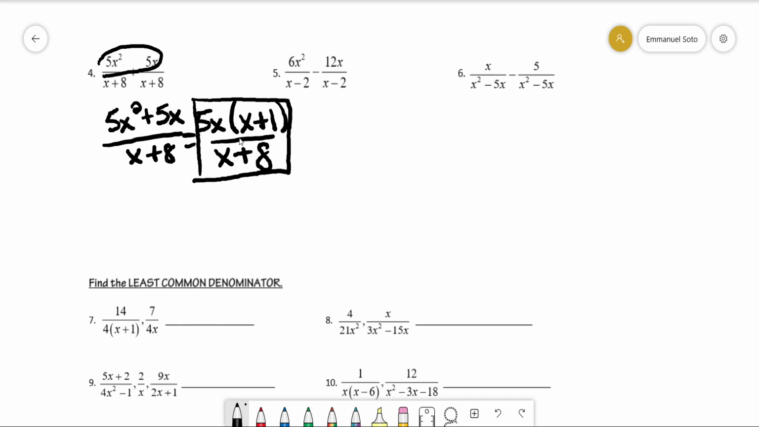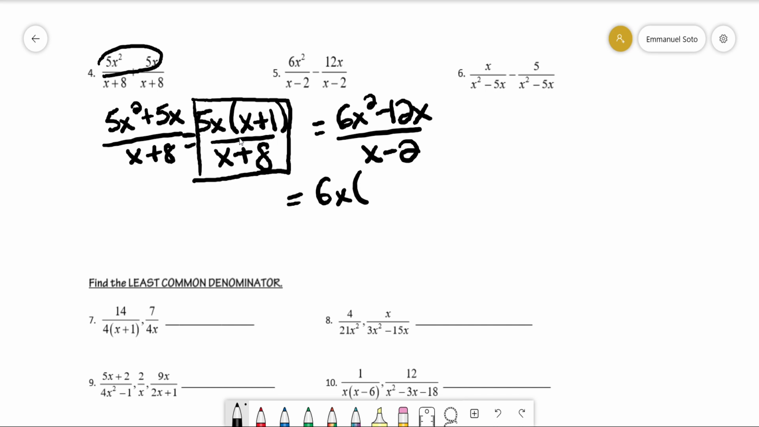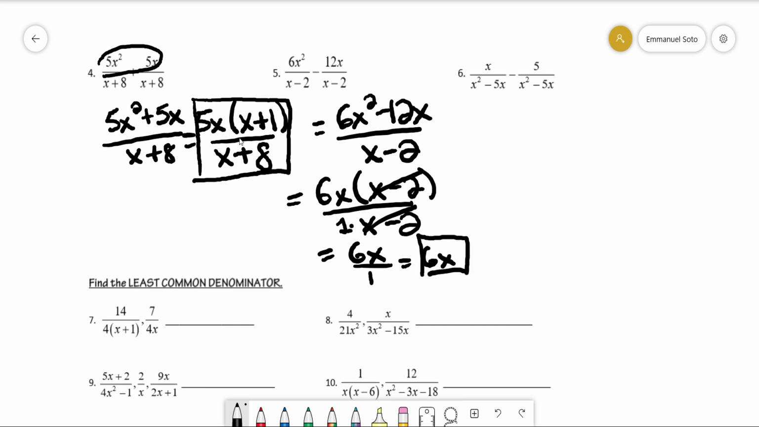Alright, so denominators are the same for number 5, so we got 6x squared minus 12x over x minus 2. We can pull out a 6 from the top as well as an x, so we got 6x times x minus 2 over x minus 2. So here it looks like we can cancel out the x minus 2's, leaves us with 6x on the top over 1 on the bottom. There's an invisible 1 here. 6x over 1 is 6x. So that is your final answer.